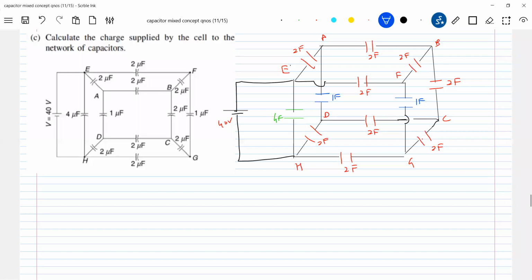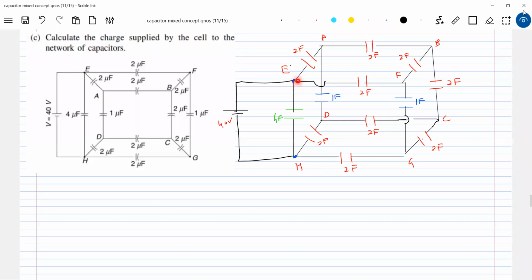So he's asking between E and H only. So let's go for distribution of charge. Let's get into distribution of charge. Here the charge will enter at E. What charge entered here at E, that much of charge should leave at H. That's what, because I connected a battery here.